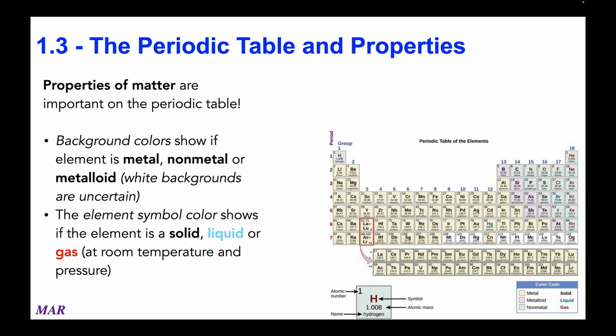A lot of times a periodic table will also tell you if you have a substance which is a solid, liquid, or gas. And if you look at the color of the symbol of the element, you can figure that out on this periodic table. So if you look at hydrogen up there, number 1, it has kind of a red H. That red in this one means it's a gas. Most of the elements on the periodic table have black letters. Black means that it's a solid. So most substances at room temperature and pressure are solids.